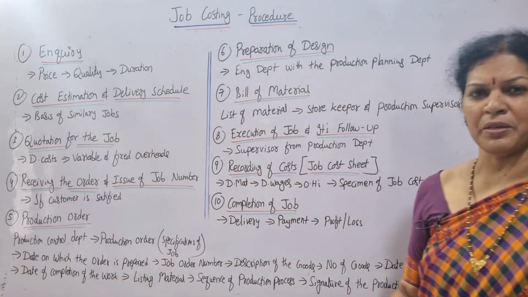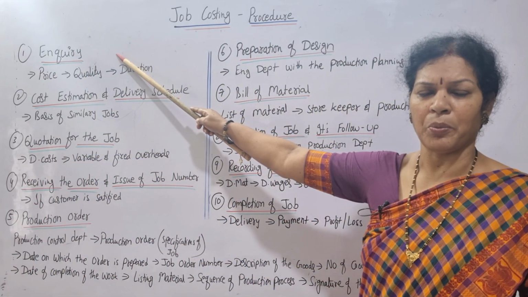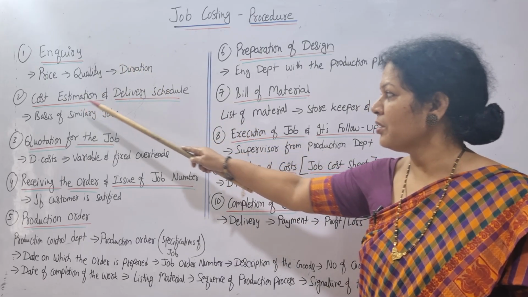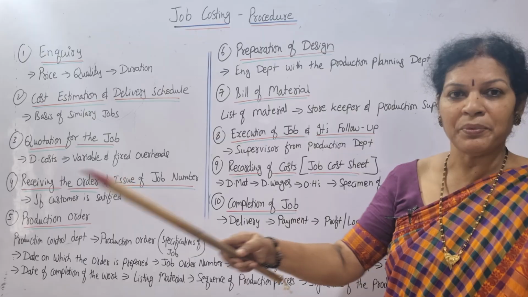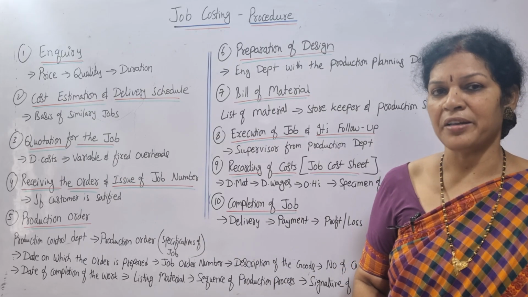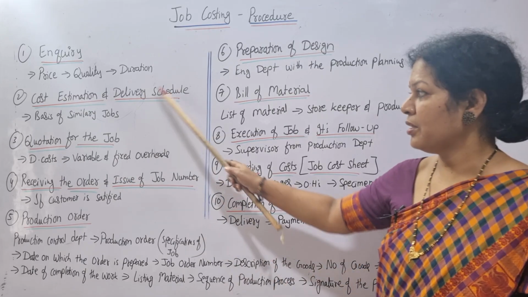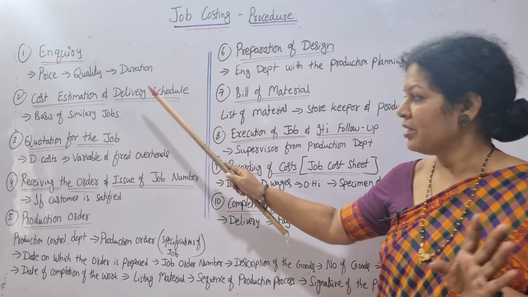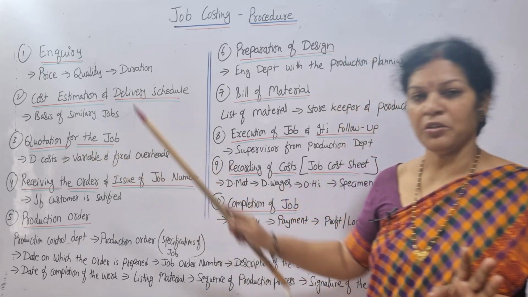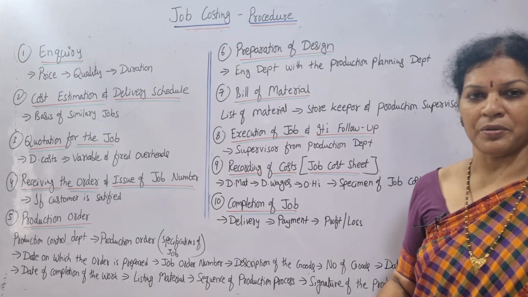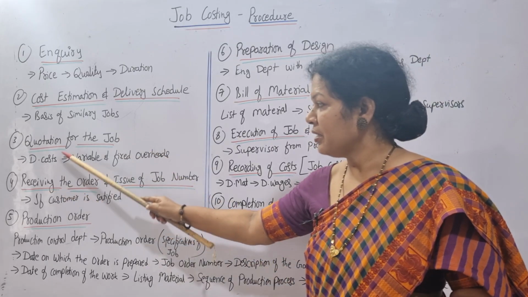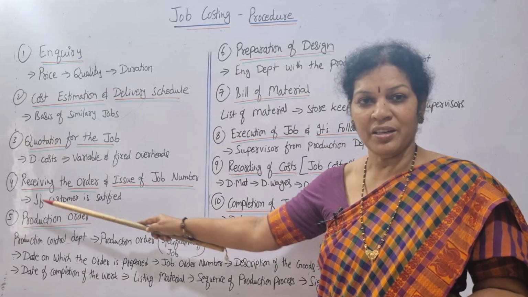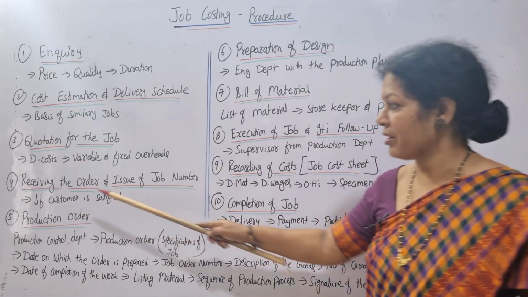Now just let me give you a recap. First, the customer is going to inquire. Once the inquiry is over, next cost estimation and delivery schedule, that we are going to give to the customer. This is the standard one, as per the basis of the previous jobs, we are giving a standard estimation. If this is there, then we are going to prepare the quotation of the job. After receiving this quotation from us, the customer is going to give the job order.